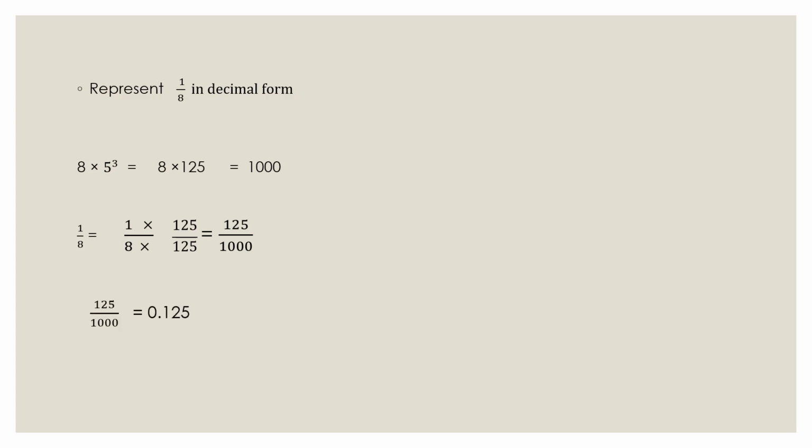Yes, it's 0.125. Then my question is, what will be the decimal form of 1 by 8? Correct. 1 by 8 is equal to 0.125. All of you okay with this problem? I hope all of you understood the way we solved this problem.